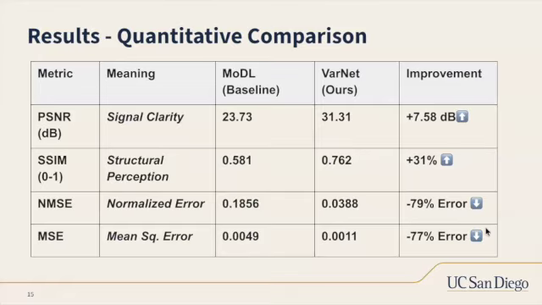Next, we compare these methods using the quantitative metrics. The WARNet has much higher PSNR, which means a cleaner signal and fewer reconstruction errors. And SSIM is also higher, showing that the WARNet keeps structural details much better. Both the MSE and NMSE are lower, meaning the MoDL loses more information and over-smooths the image.